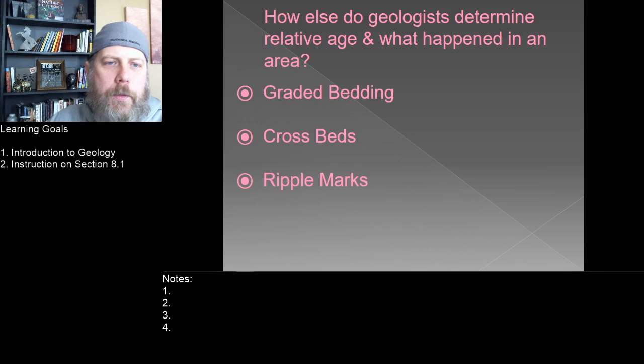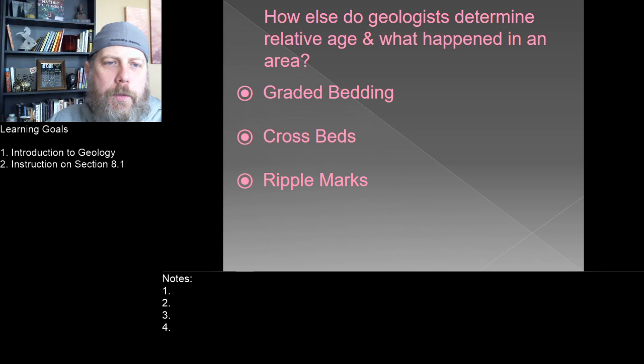So how do geologists determine relative age and what happened in the area? Well, you have graded bedding, cross beds, and ripple marks. So that gives you an idea of what's going to come. Graded bedding is basically you have normal grading, which the heaviest stuff falls to the bottom first. The little itty bitty pebbles are going to fall last. If you take salt and put it in the water, it's going to fall pretty quickly down to the bottom. But if you fine grain that salt, it's not going to fall as quickly. It's sort of going to float really slowly down. So it's kind of how that is.